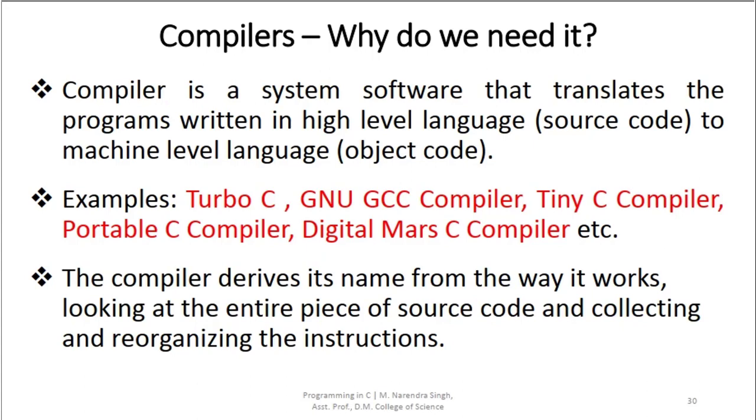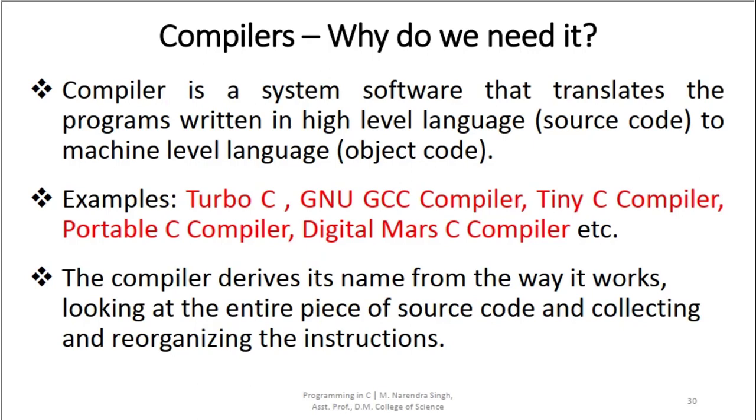Now, examples of compilers are, we are talking about C compilers, Turbo C, GNU GCC compiler, Tiny C compiler, Portable C compiler, Digital Mars C compiler, etc. The compiler derives its name from the way it works.